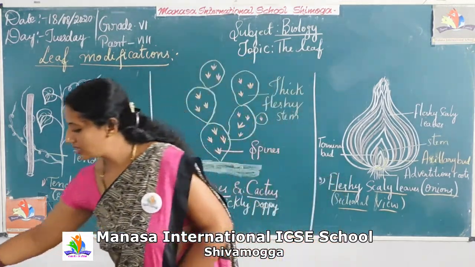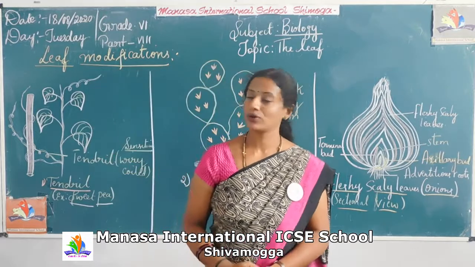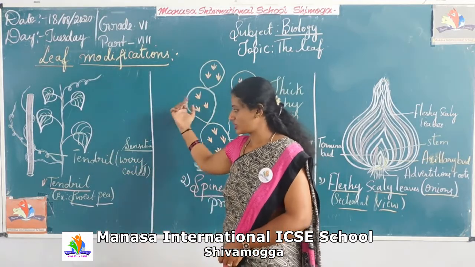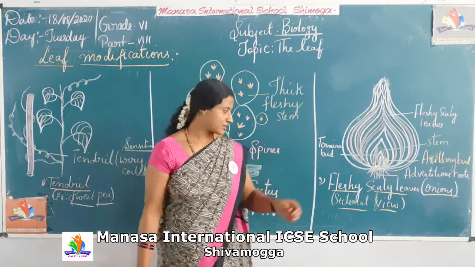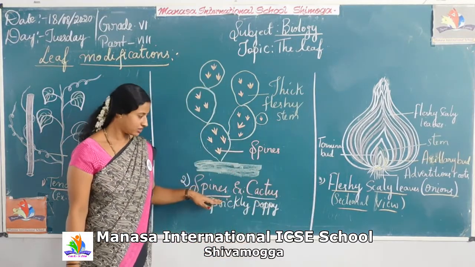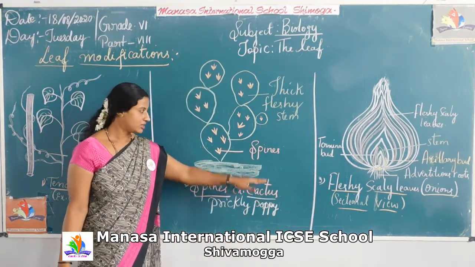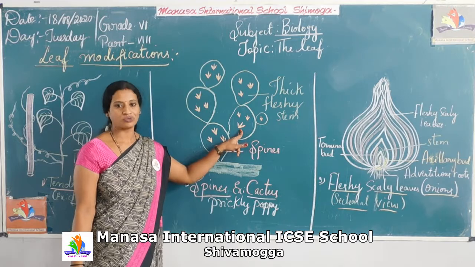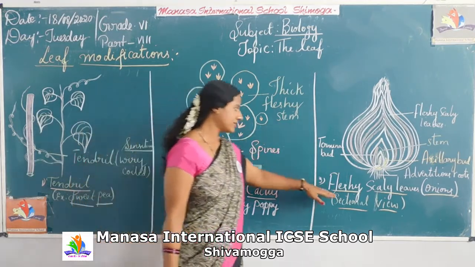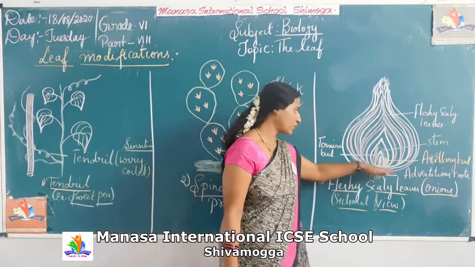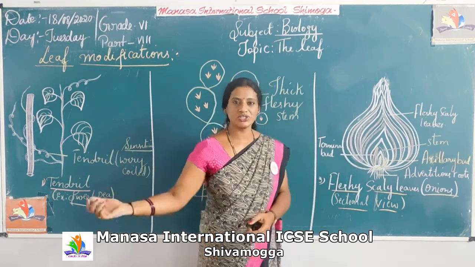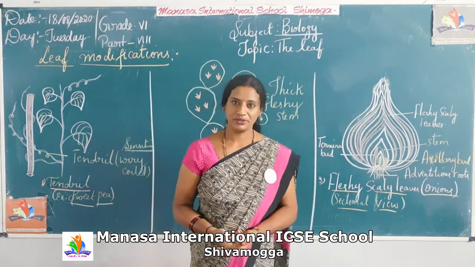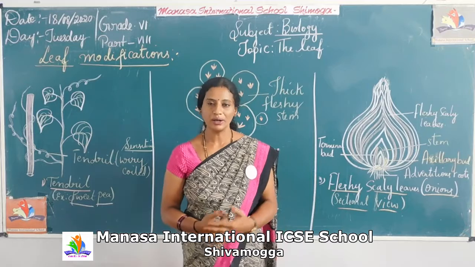I hope in today's class we have discussed different leaf modifications. First is tendril, for which we have taken sweet pea. The second, we learnt about the spines, taking the example of cactus. So spines check the loss of water. Okay. And the third is fleshy scaly leaves, and we have taken an onion as an example. And also I have explained about the ginger, which is a dry scaly leaf. So they give protection for the buds.